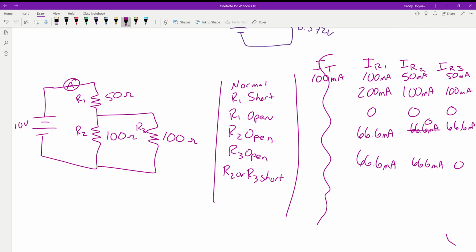Okay? So now the next one we have, this one will not matter. R2 or R3 short. Doesn't matter. If either one of those shorts out, what's going to be the resistance total across our parallel branch? 0. Because if we short it, we have 0 in parallel with 100 in parallel with 100. It's going to be 0. Yep, it completely bypasses it. So now, if R2 or R3 shorts out, how much current do we have going through R1?